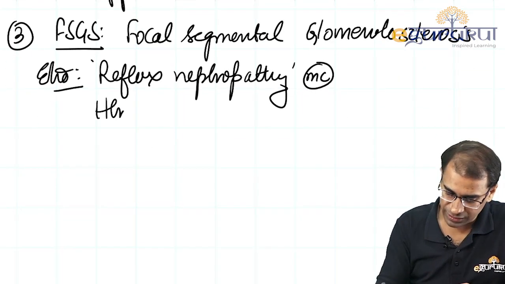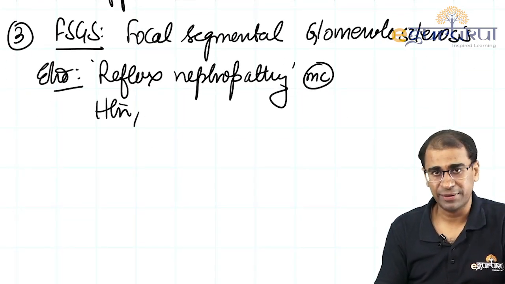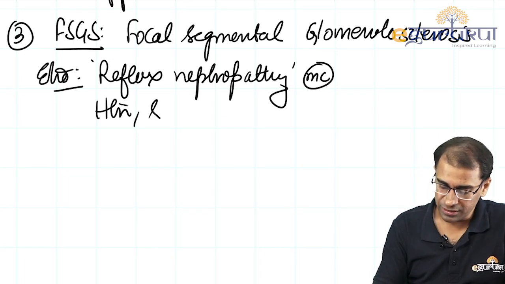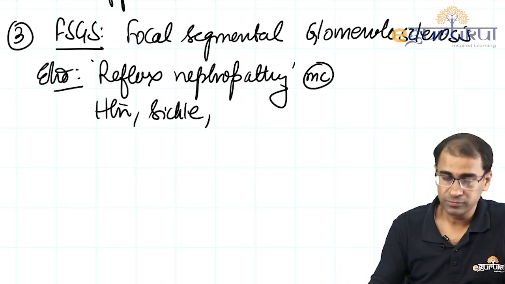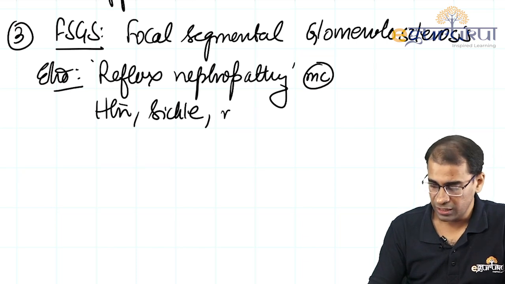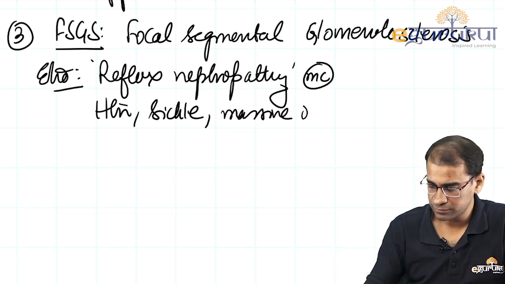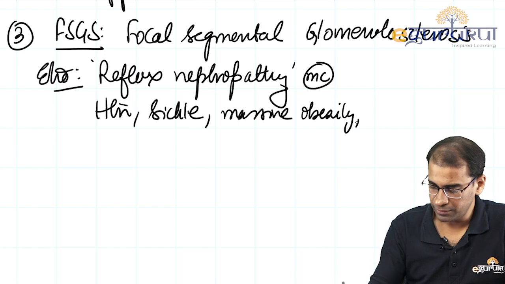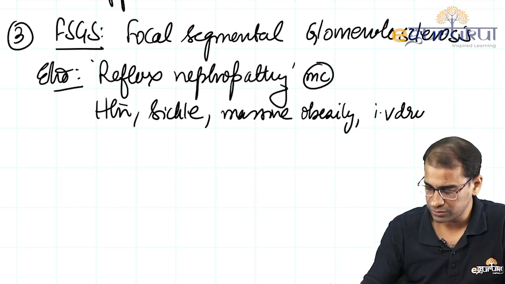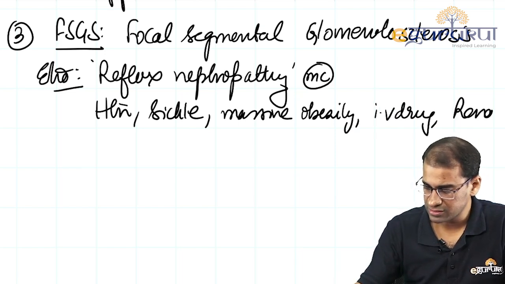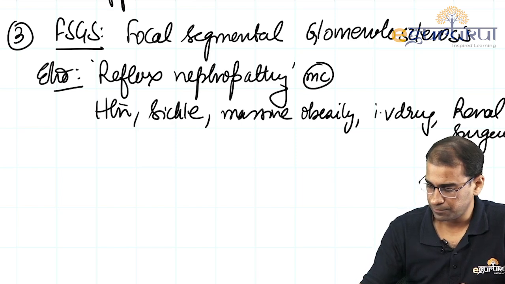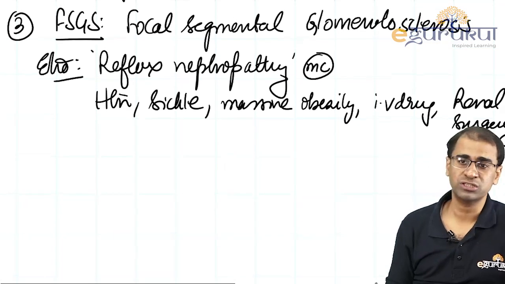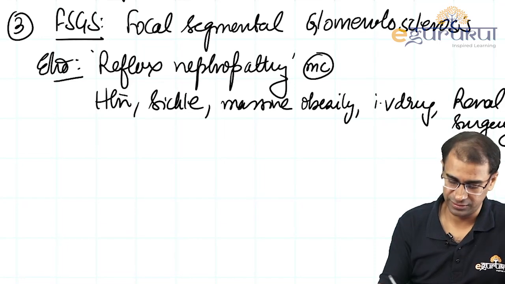It can be hypertension nephropathy, it can be sickle cell anemia, it can be massive obesity, in fact, it can be intravenous drug abusers or it can be renal surgery. But among them, remember the most common and the most important is reflux nephropathy.